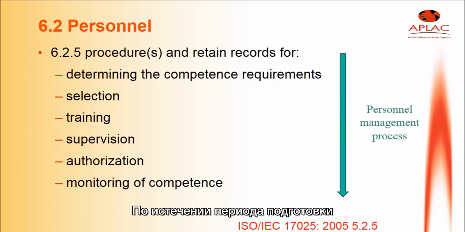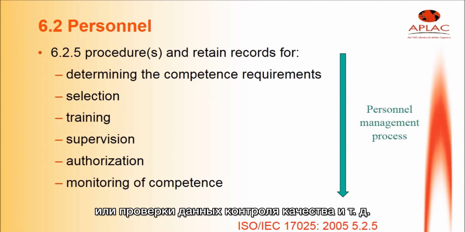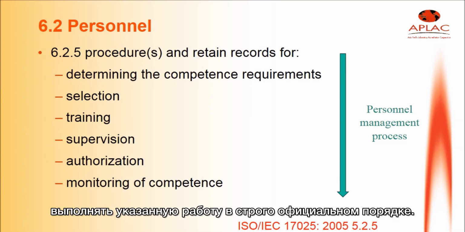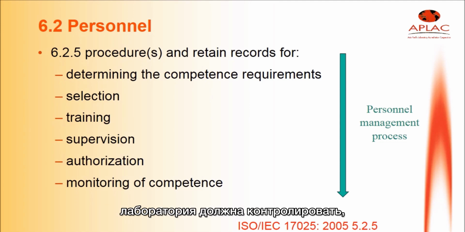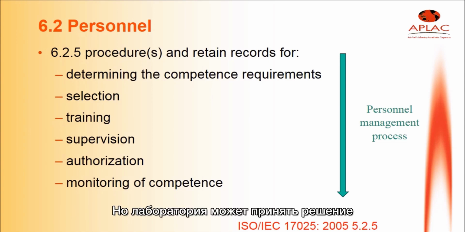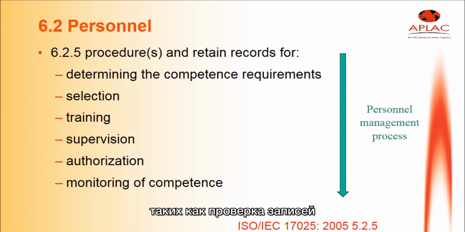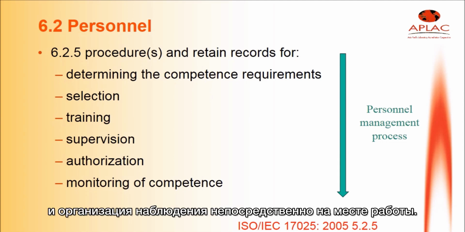After a period of training, the performance of the person shall be evaluated by checking the records, arranging on-site witness, or checking the quality control data, and so on. If the performance is satisfactory, the laboratory may authorize this person to perform the specified work in a very formal way. After authorization, the laboratory shall monitor whether the competence of that person is maintained. The results of clause 7.7, ensuring the validity of results, can reflect the performance of that person. But the laboratory can decide to take other ways to confirm the competence of the personnel, such as checking the records and arranging on-site witness in any way.